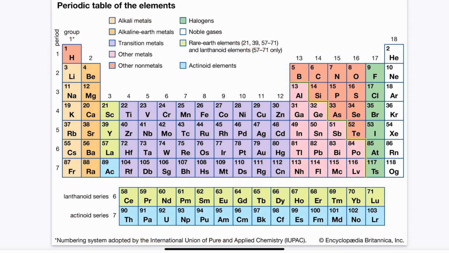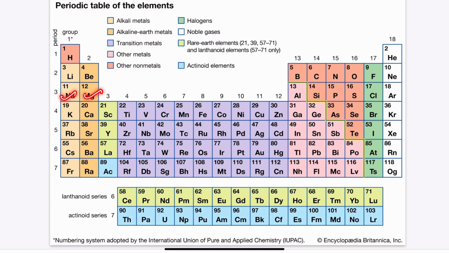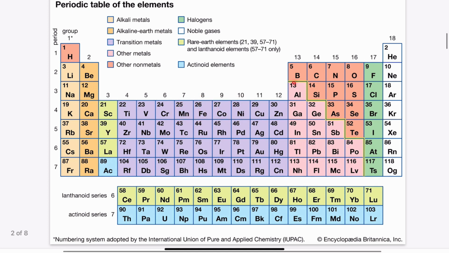If you see here, there are some elements which you are very much familiar with, like hydrogen, helium, lithium, beryllium, boron, carbon, nitrogen, oxygen, fluorine, neon, sodium, magnesium, aluminium, silicon, phosphorus, sulfur, chlorine, argon, potassium, calcium. There are also zinc, silver, gold, platinum, manganese, cobalt, iron, nickel. Out of them, the maximum are metals: 90 of the 118 elements. The rest are non-metals or metalloids.